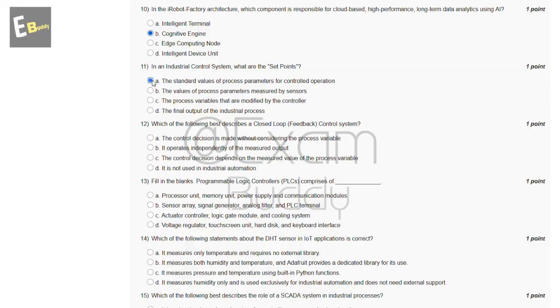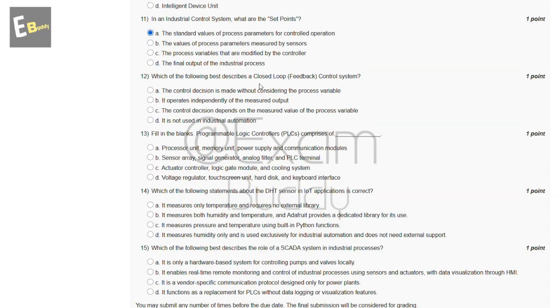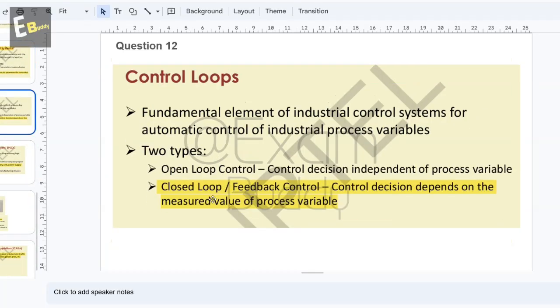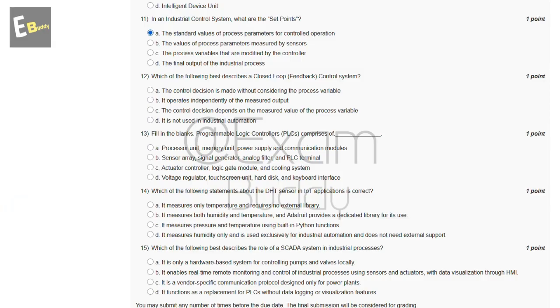Now the 12th question is, which of the following best describes a closed loop feedback control system? So these are the options. And now let's check the answer of our 12th question. So question 12, closed loop feedback control. Control decision depends on the measured value of the process variable. So the answer of our 12th question is C.